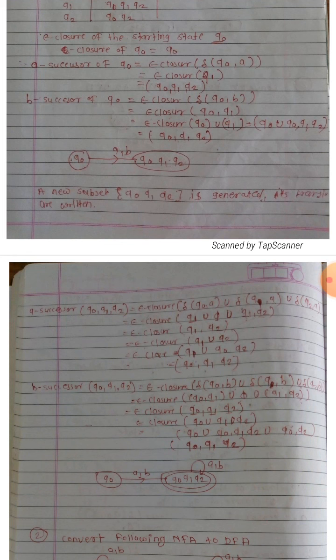Then the closure of Q1 union phi union Q1, Q2. Then we find the closure of Q1 union Q2. Q1's epsilon closure is Q1, and Q2's epsilon closure is Q2 and Q0. So the union is Q0, Q1, Q2.